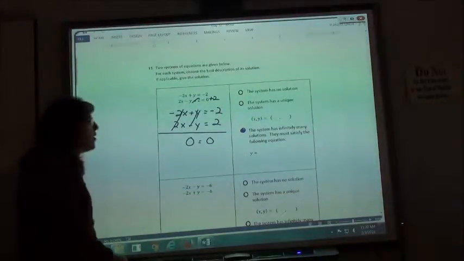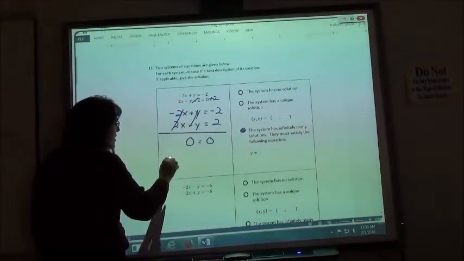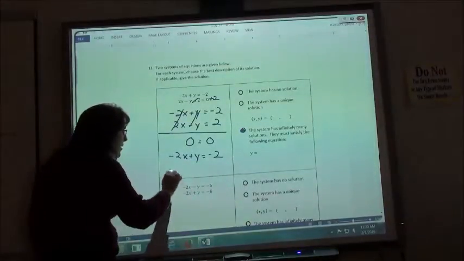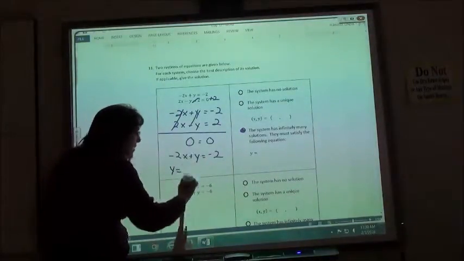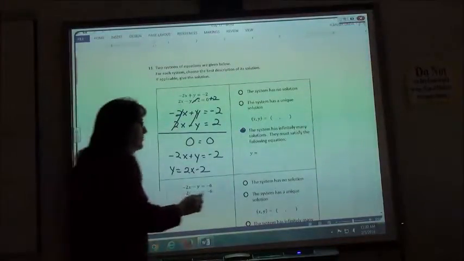Then I'm going to solve one of my equations for y. I just use the top equation, negative 2x plus y equals negative 2. So y is going to equal, that becomes a positive 2x. So y equals 2x minus 2.